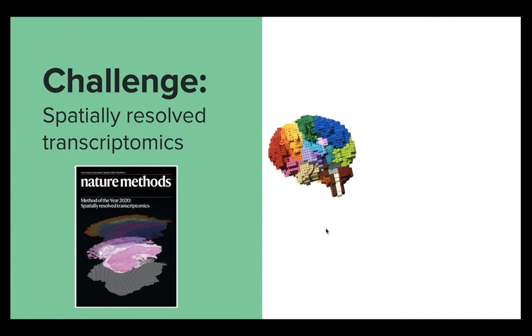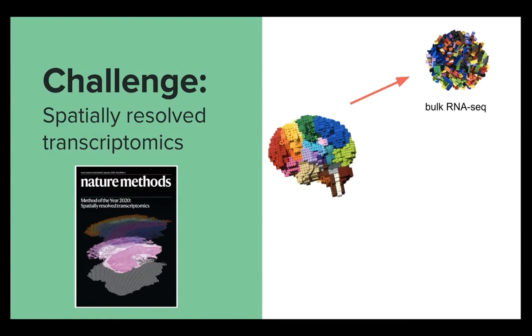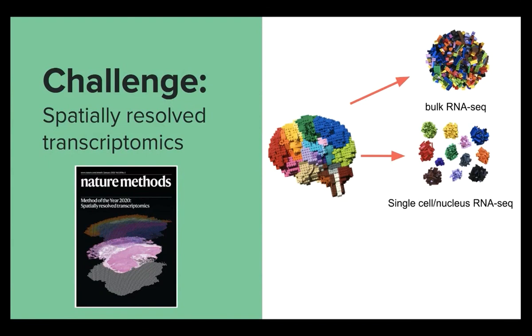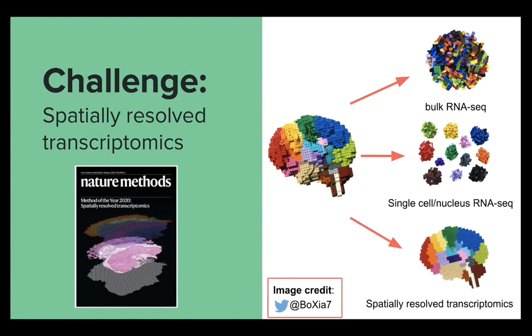So now, if we think about looking at an organ, such as the brain here, shown in Legos, if we think back through all the technologies that we have been using to date to explore the transcriptome of this organ, such as bulk RNA sequencing, single-cell RNA sequencing, and now spatially resolved transcriptomics, we can start to look at the gene expression in the original tissue itself, which is really exciting. Now, of course, with these new technologies come exciting opportunities and problems that we have to deal with.